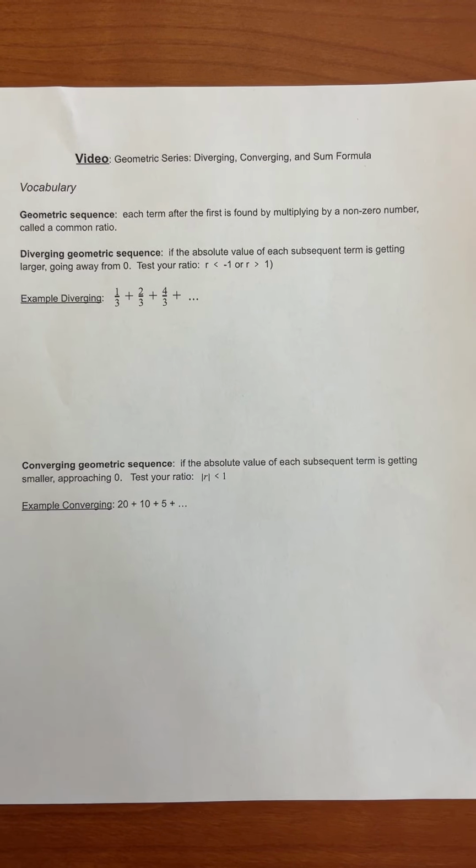Today we are going to be going over geometric series, diverging, converging, and the sum formula. First, some vocabulary. Geometric sequence. Each term after the first is found by multiplying by a non-zero number called a common ratio. So we're multiplying by the same number every time, and that's why it's a common ratio.